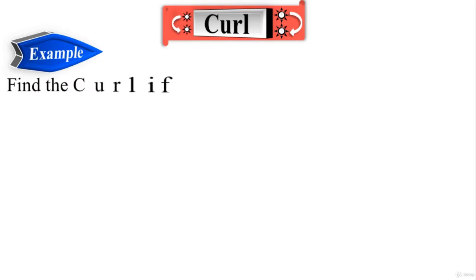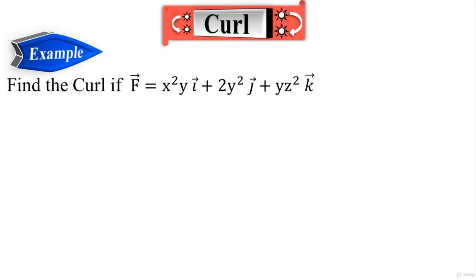Let me do some tutorials to solve a problem using curl. Example: find the curl of vector f equals x squared y i plus 2y squared j plus y z squared k at point (2, -1, 1).